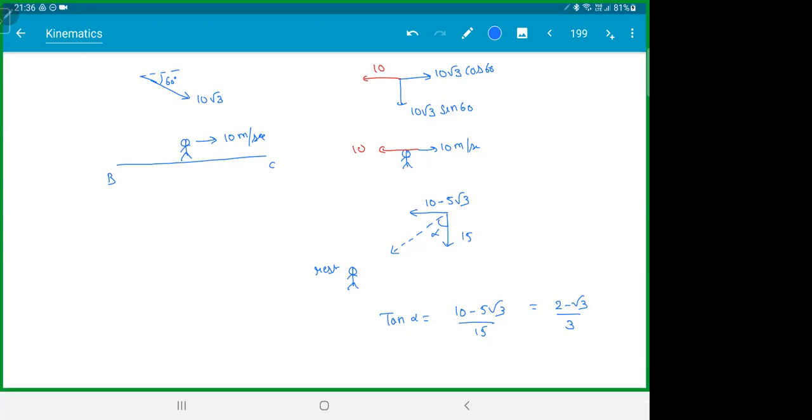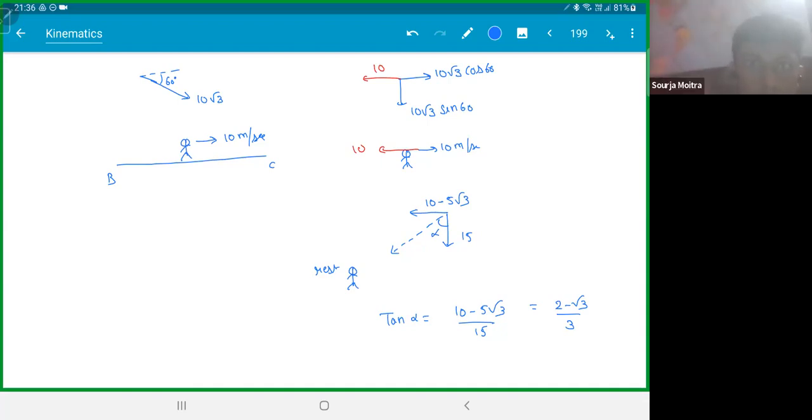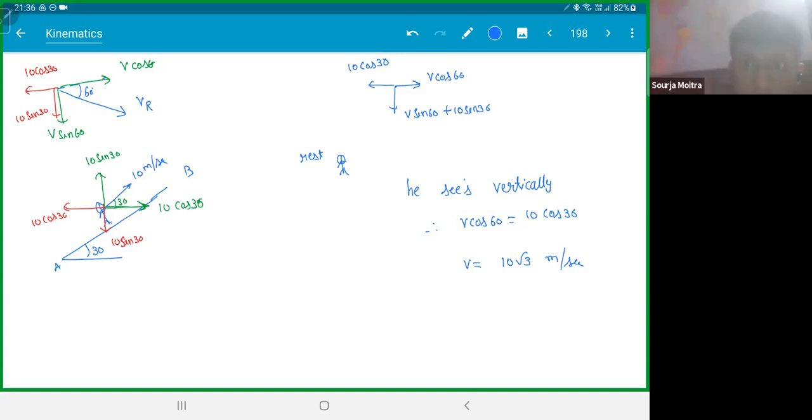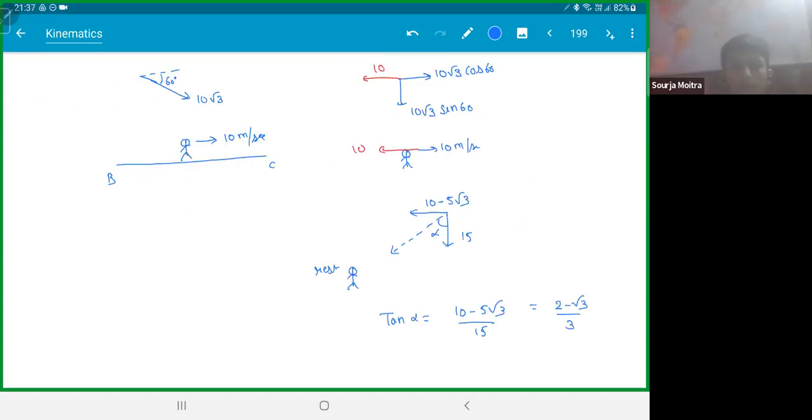All clear with this? Can I go ahead? Sir, can you please show the previous page? Thank you, sir. Next thing.